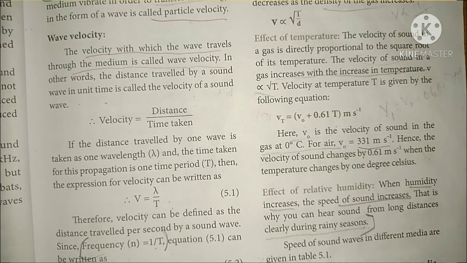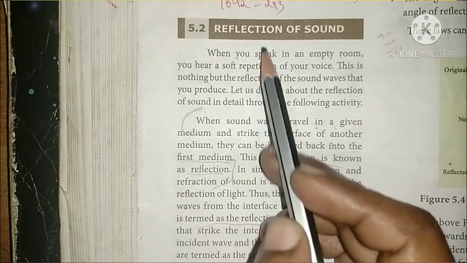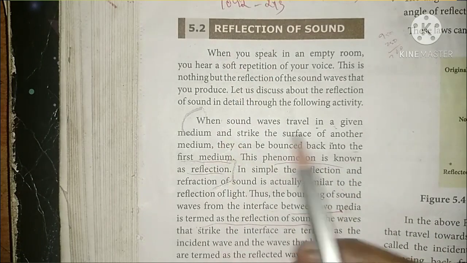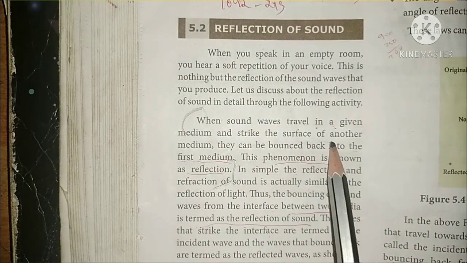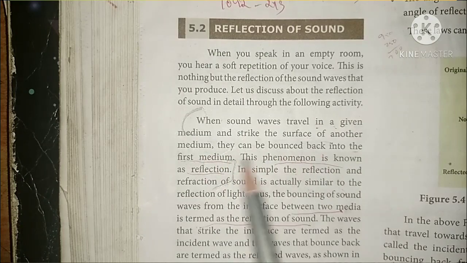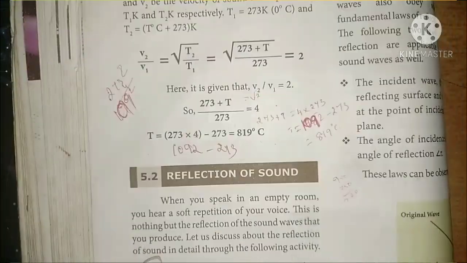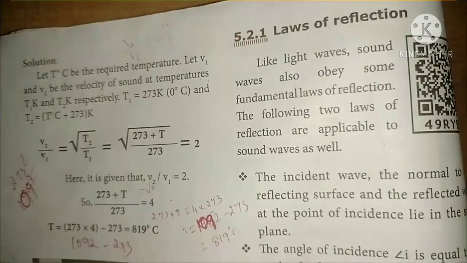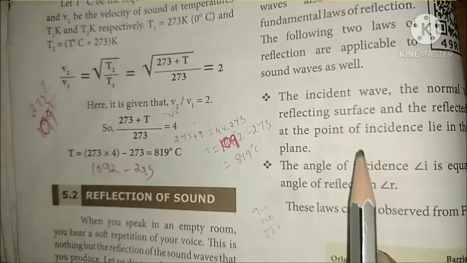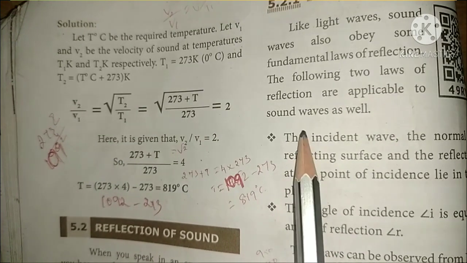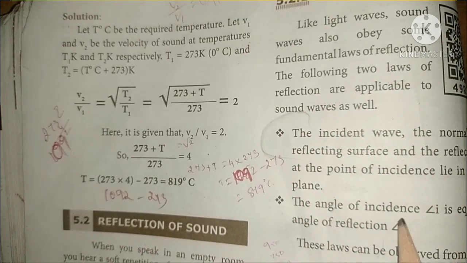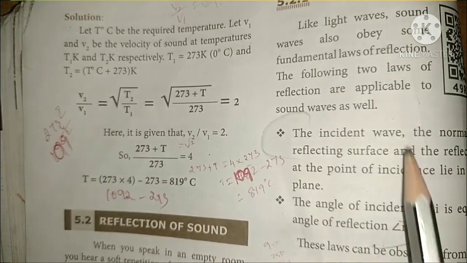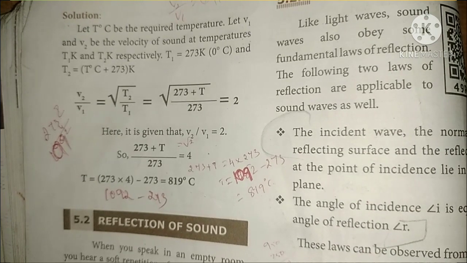Then one more question: what is reflection of sound? Definition: when sound waves travel in a given medium and strike the surface of another medium, they can bounce back into the first medium. This phenomenon is known as reflection. On the same page, page number 62, the laws of reflection are there. What are the laws of reflection? These 2 points you have to learn.